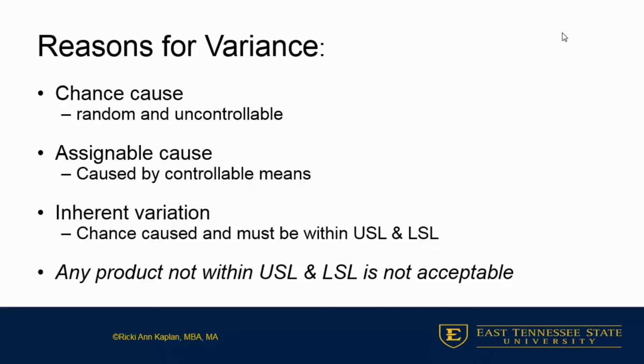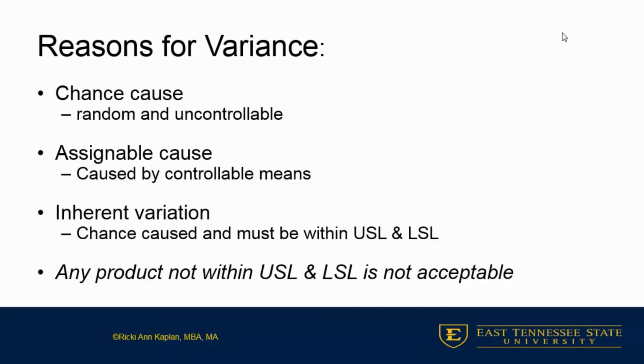Things vary. Sometimes it's chance cause, random and uncontrollable. When you put on an oven and you heat it up to 350 to bake a cake, is that whole oven at 350, or are parts of it at 375 and parts of it at 325, depending on whether you just opened the door, or the back of the oven versus the front of the oven? The front of the oven might be a little bit cooler because there's some leakage out that door, things like that. There are assignable causes caused by controllable means. We know we can fix some of these, some of them we can't.